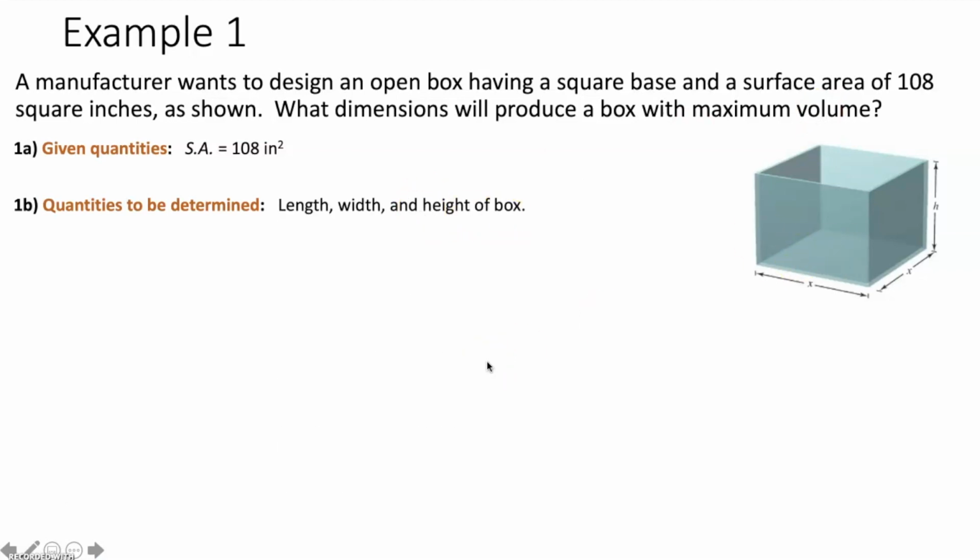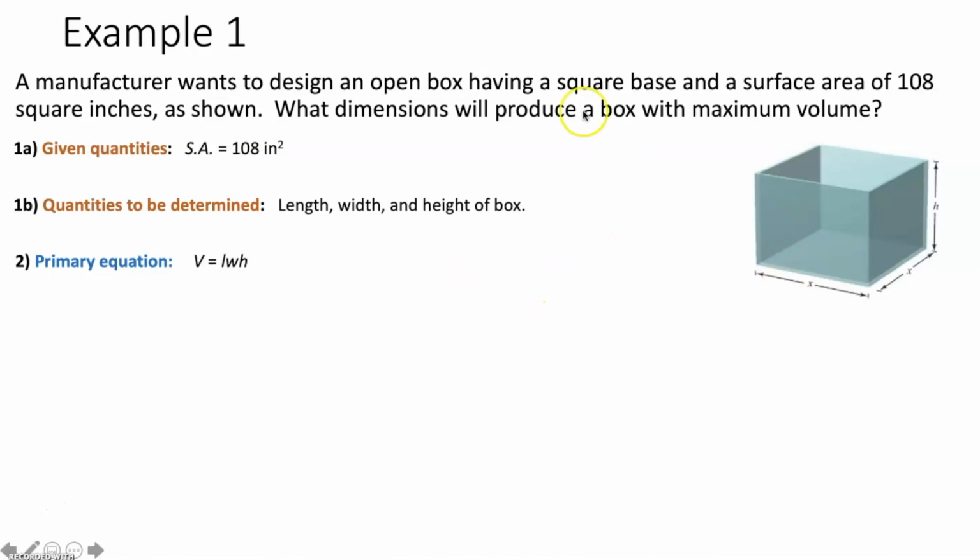Step 2 is to determine our primary equation. So what are we trying to maximize or minimize in this case? Well, it says we're trying to find the dimensions that will produce a box with a maximum volume. So we need the volume formula for a box. A box is another word for a rectangular prism. So the volume formula for a rectangular prism is just length times width times height.